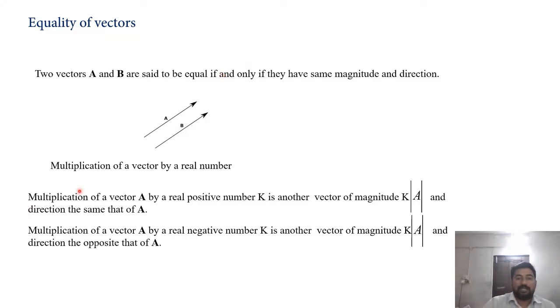So, multiplication of a vector by a real number. We are considering the various operations, how we can treat a vector. Multiplication of a vector by a real number. When multiplying by a real number, the real number is always a scalar. So what will happen when we multiply by a scalar? So the multiplication of a vector by a real positive number k is another vector of magnitude ka, and the direction is the same as that of a.